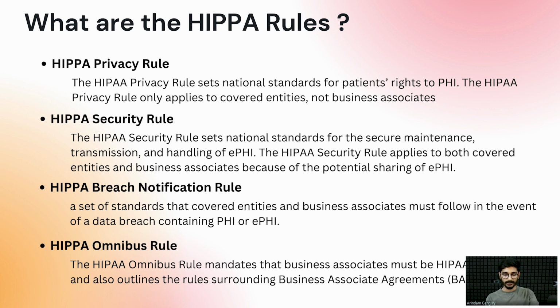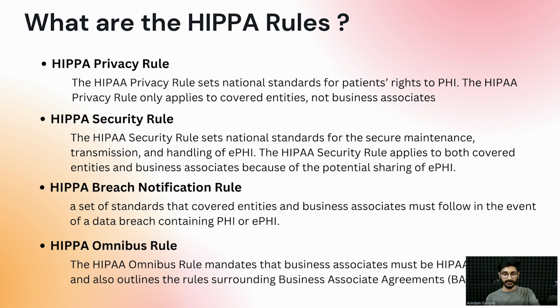The security rule applies to both the business associates and the covered entities, and it focuses more on handling the PHI, the protected health information, that they have. And the breach notification rule is again associated with both, and it basically tries to identify a data breach containing any sort of your PHI.